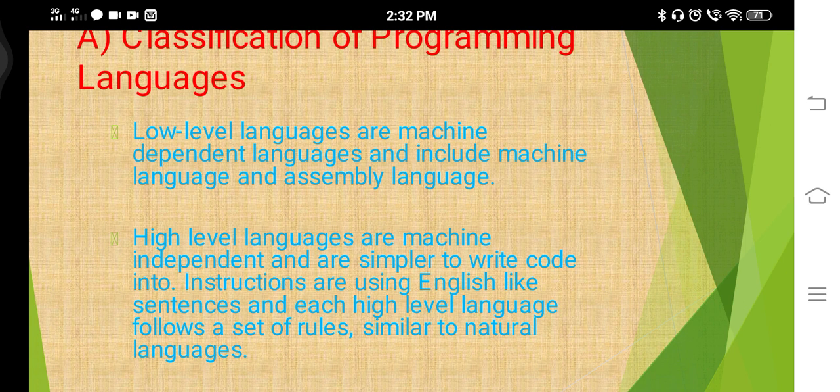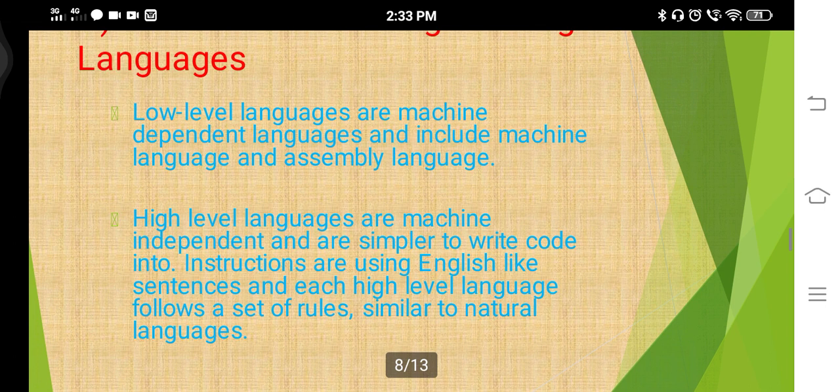It is simple: we write the instructions like in English, and each high level language follows a set of rules for natural languages. This is high level language. Like this we can classify the programming languages into two types, high level and low level language. Next point, for programming tools we require the language translators.